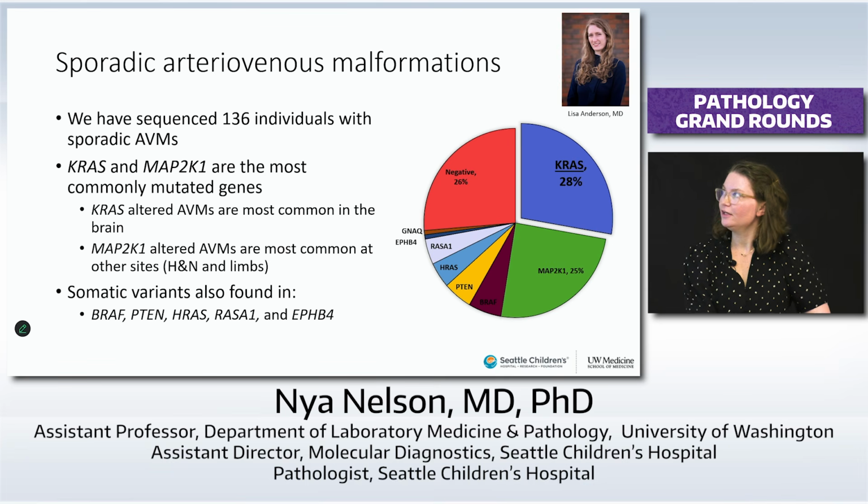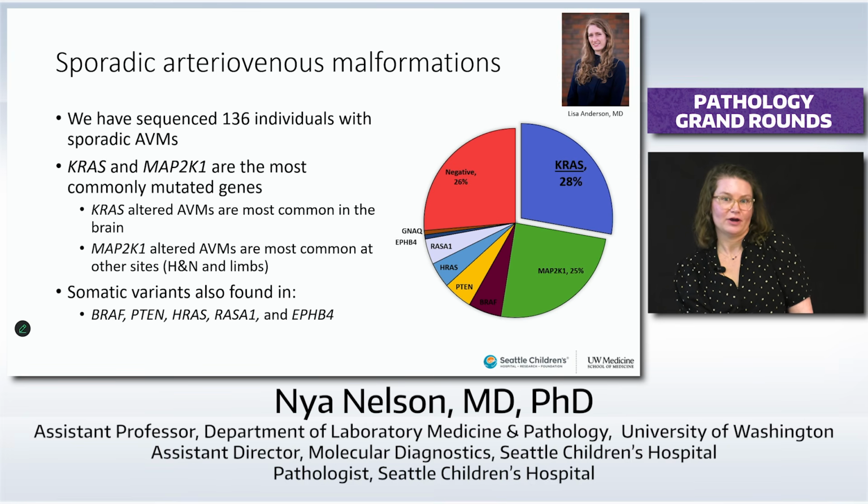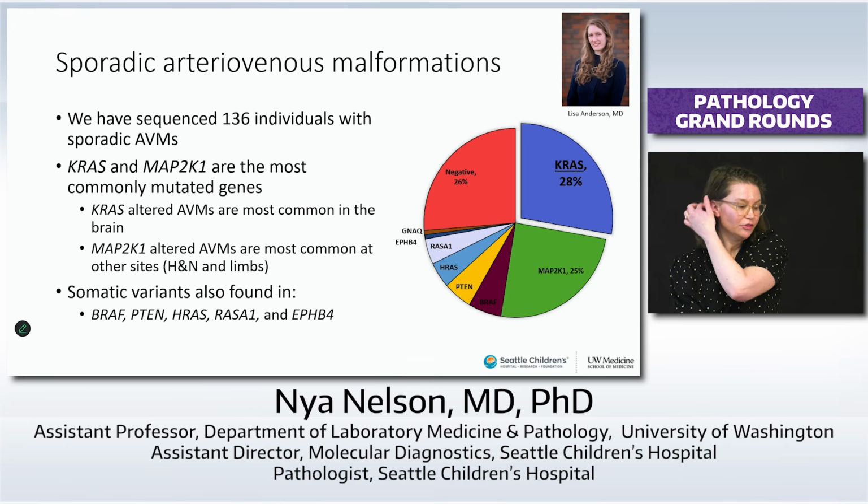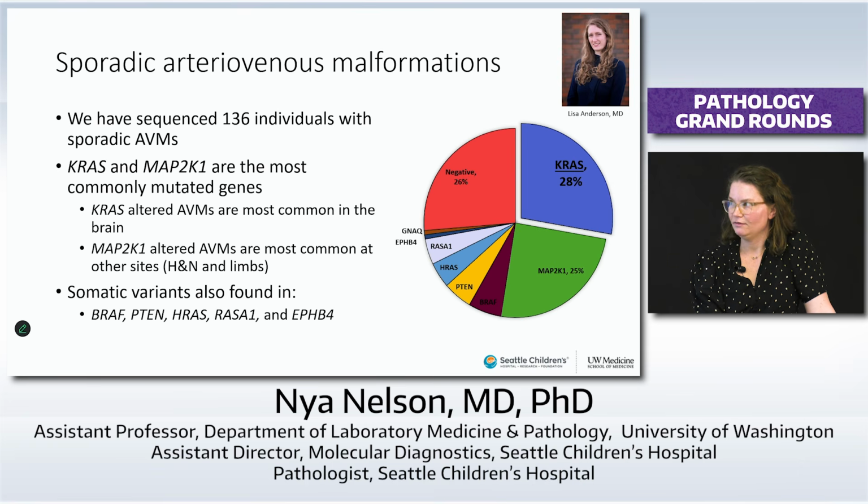And so our current fellow, Lisa Anderson, who will be joining us as a faculty member in July, has worked with me to help characterize the sporadic AVMs within our VANSEEK cohort. And we've identified a total of 136 individuals that have sporadic AVMs. And on the right is a pie chart depicting the genetic spectrum of these sporadic AVMs. About a quarter of them have KRAS variants, about a quarter have MAP2K1 variants, about a quarter are negative, and the remainder are pretty heterogeneous and include variants in BRAF, PTEN, HRAS, and RASA1.